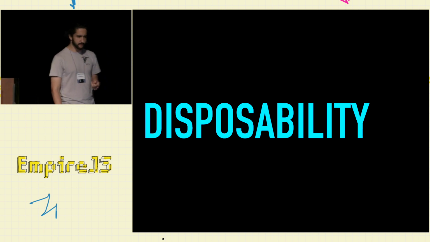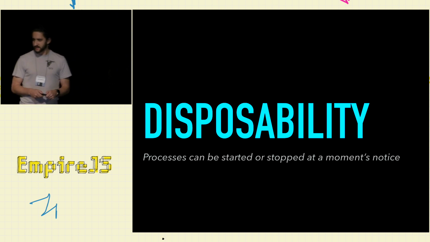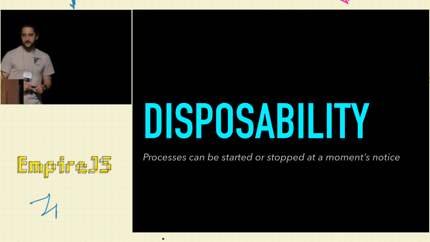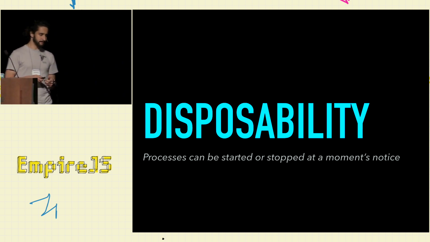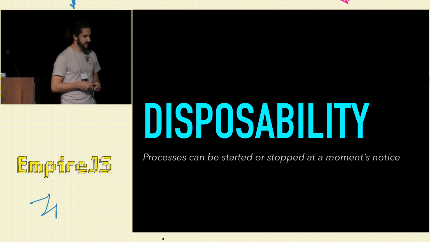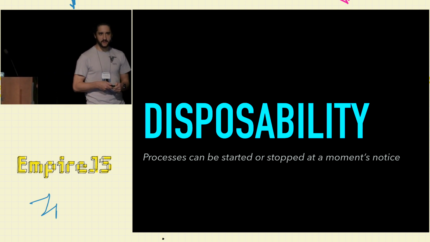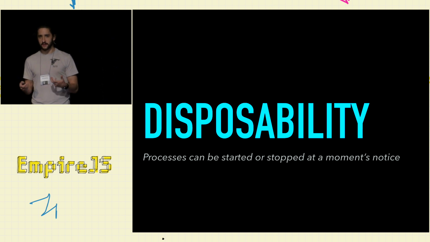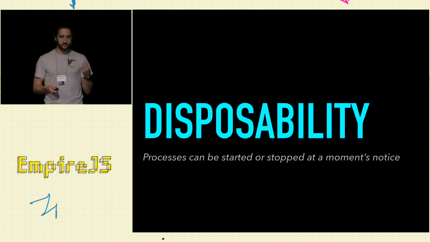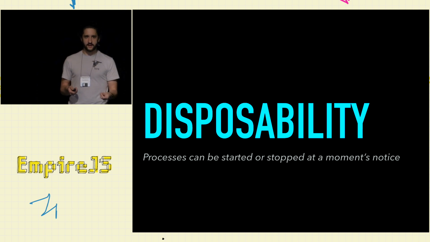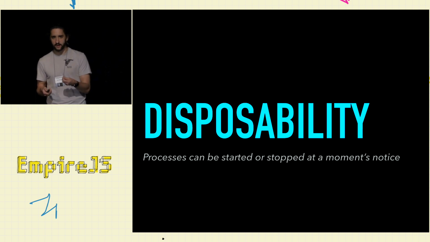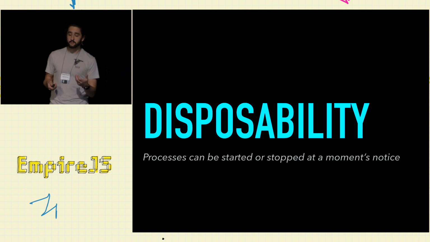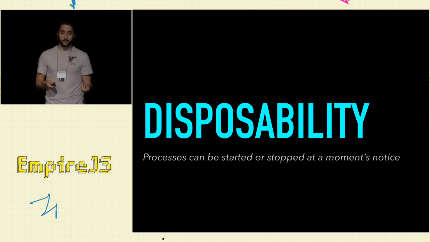Next, I want to talk about disposability, which states that processes can be started or stopped at any given moment. So Docker containers by default are ephemeral in nature. So I can start them, I can stop them, I can destroy them, and bring them all back up again. As long as I've got that Docker file or I've got that Docker image from which I can base my containers, I can easily reproduce the image if I've only got the Docker file, and I can easily reproduce the container if I've got the Docker image.